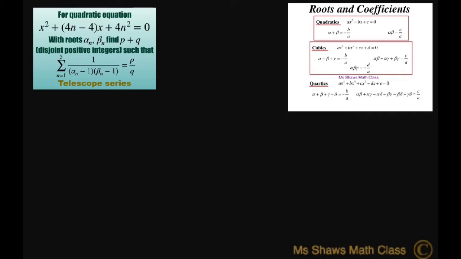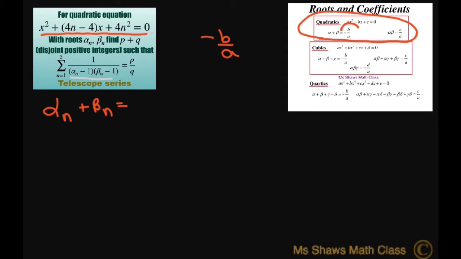What we're going to do is first, we have these alpha and betas, so we're going to find the relationship between the roots and the coefficients here. Hope you can see this. And this is a quadratic, so we're using this information right in here. So what we want to find is alpha sub n plus beta sub n. Now that equals negative b divided by a.